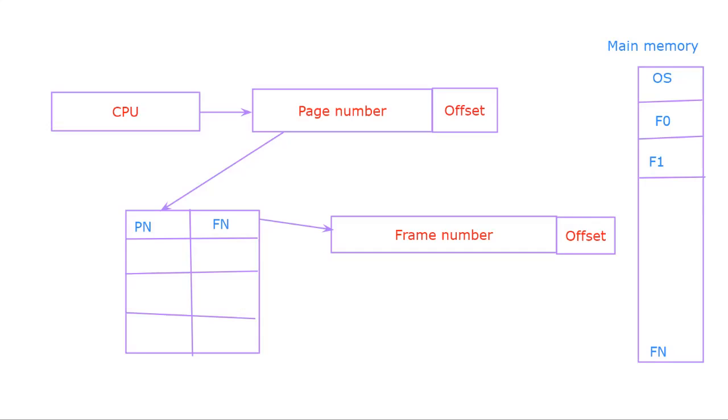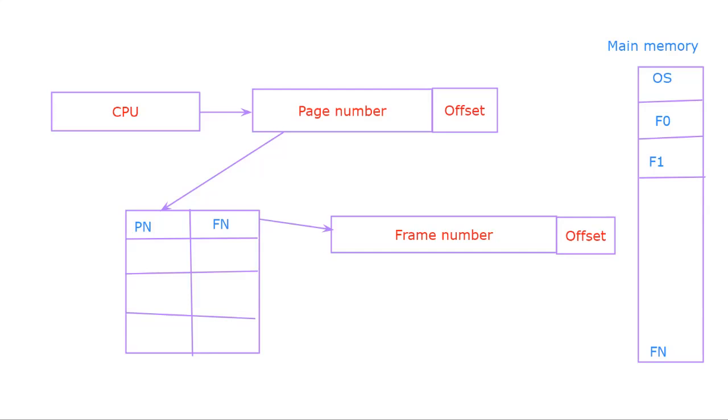Now there are symbolic addresses used in a source code. The variable names, constants and instruction labels are the basic elements. Relative address: at the time of compilation, a compiler converts symbolic address into relative address. So there is a conversion from symbolic address to relative address.